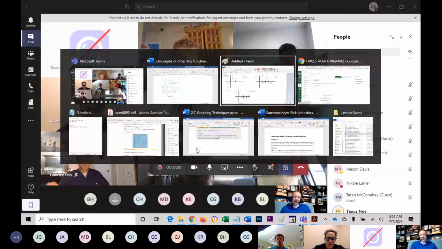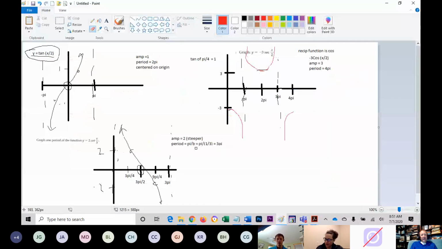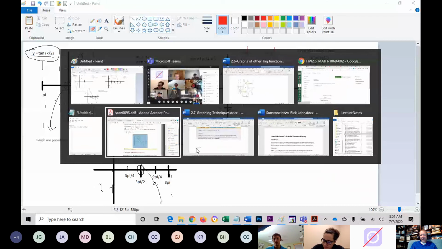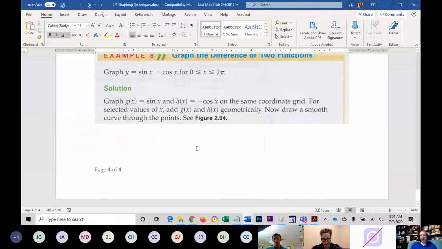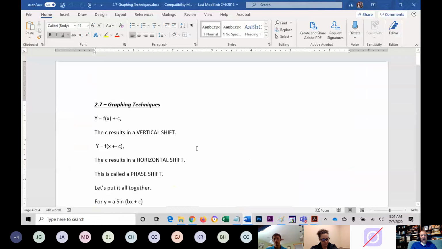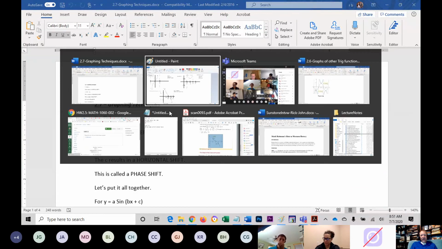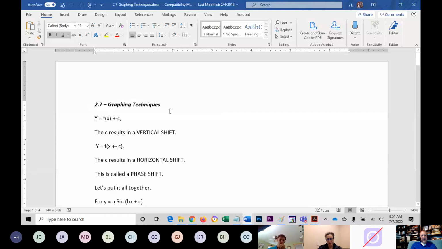All right, so we, believe it or not, are done with 2.6. So what I'd like to do is 2.7. And by the way, am I sharing? Can you see my screen? Okay, good. We're going to talk about shifting things now.